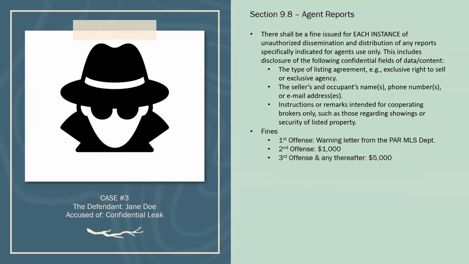So your first offense is a warning from the PAR MLS department. You get a letter saying, hey, don't do it again. Your second offense is $1,000, and your third offense is $5,000. That is if you're really not getting the hang of it.